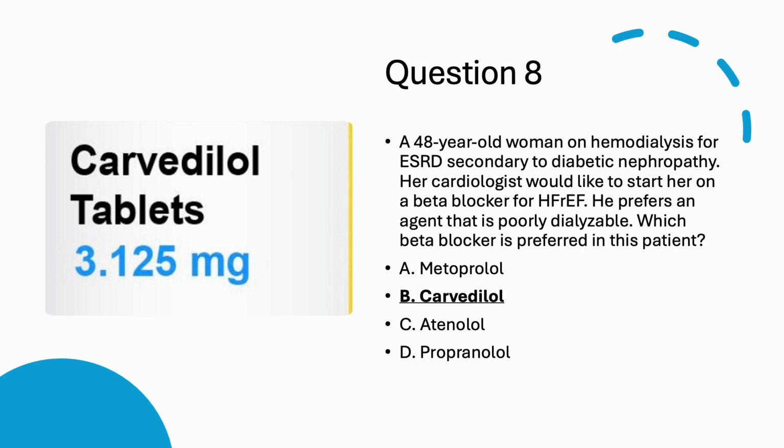So for patients with heart failure with reduced ejection fraction, you can choose carvedilol or bisoprolol. Bisoprolol, I didn't mention that. It's not one of these options, but it would have been a good answer. Metoprolol is highly dialyzable, so you cannot use it. And the other answers like atenolol and propranolol won't matter because they're not indicated for heart failure with reduced ejection fraction. So the answer then is B, carvedilol. Moving on to question number 9.